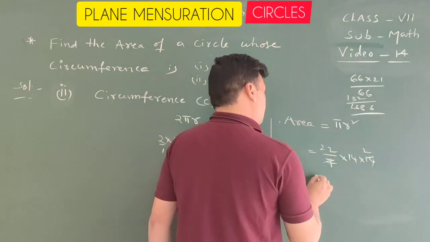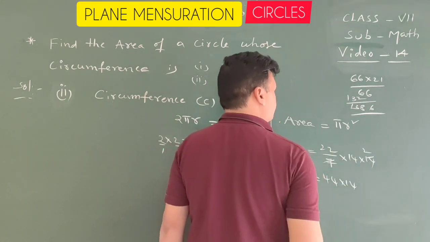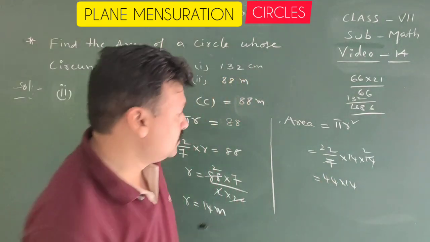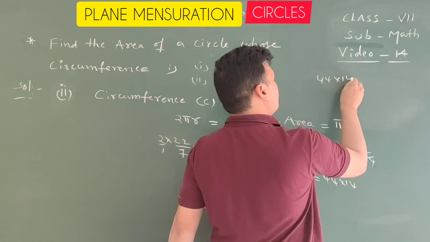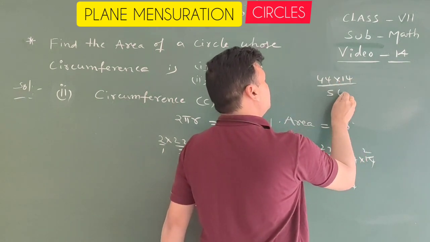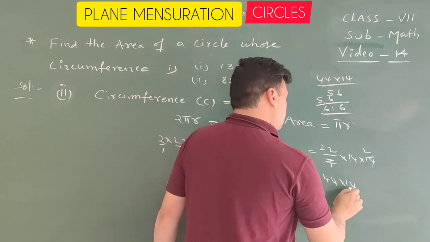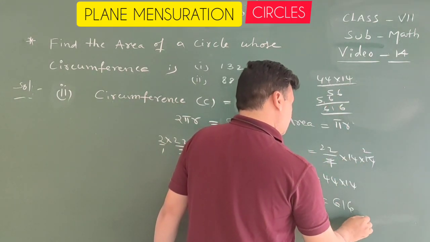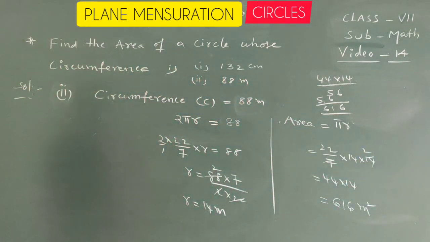Here 2 times. 22 2s are 44 into 14. 44 into 14. 14 4s are 56, again 56 here. 616 meters square.